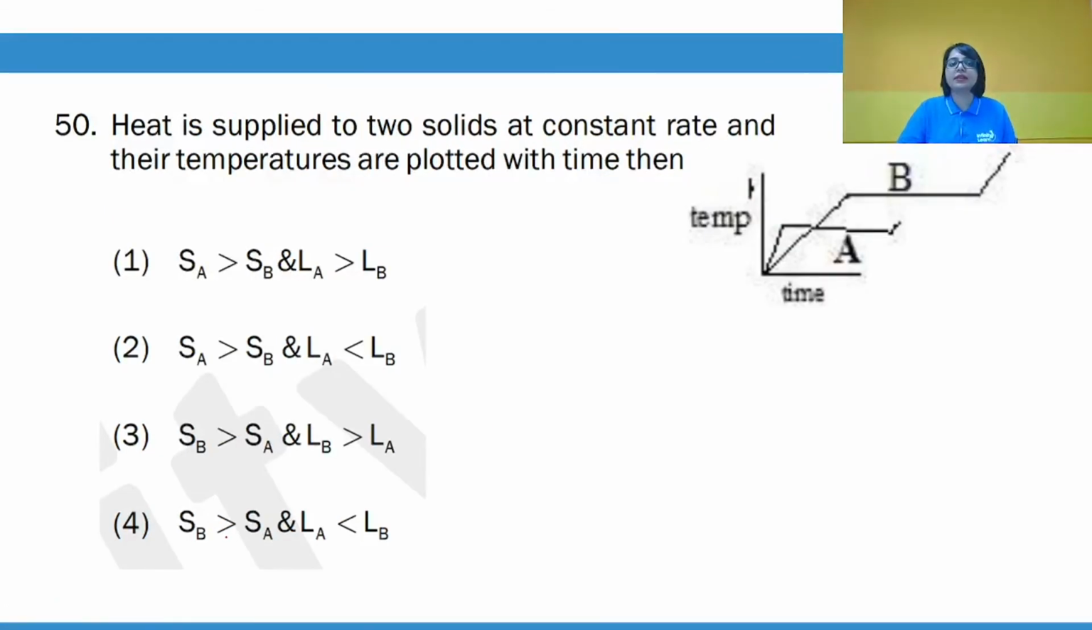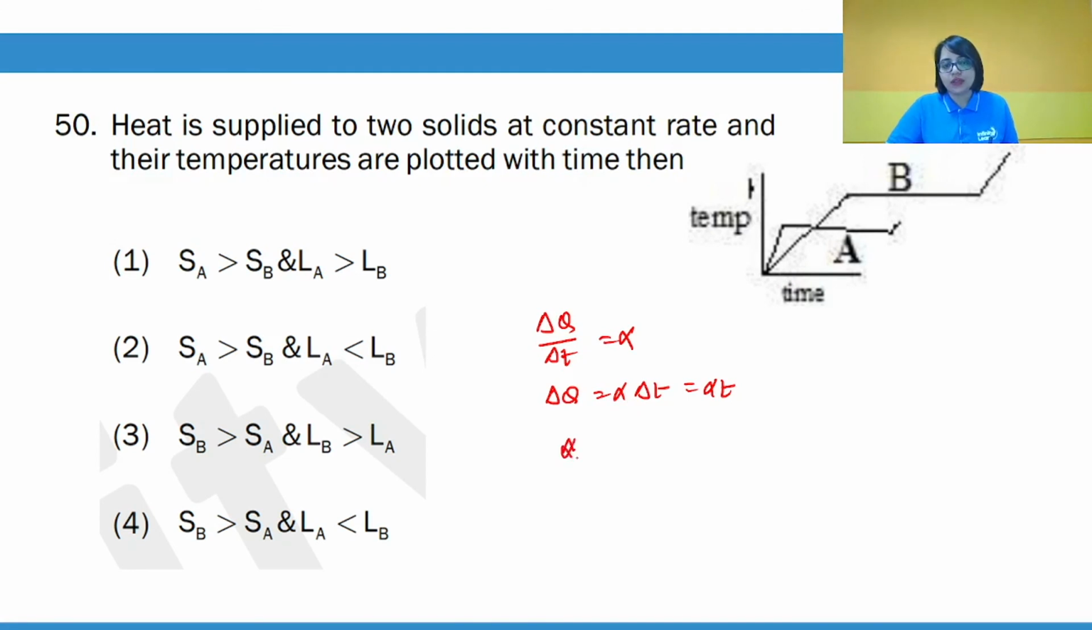Next is heat is supplied to two solids at constant rate and their temperatures are plotted with time. Then which of the following relation is true? So we have heat supply rate as constant. Let's say it is alpha. So basically we have delta Q by delta T is equals to alpha. So delta Q is equals to, let's say, alpha delta T. Okay, or you can say alpha T when T is the time.